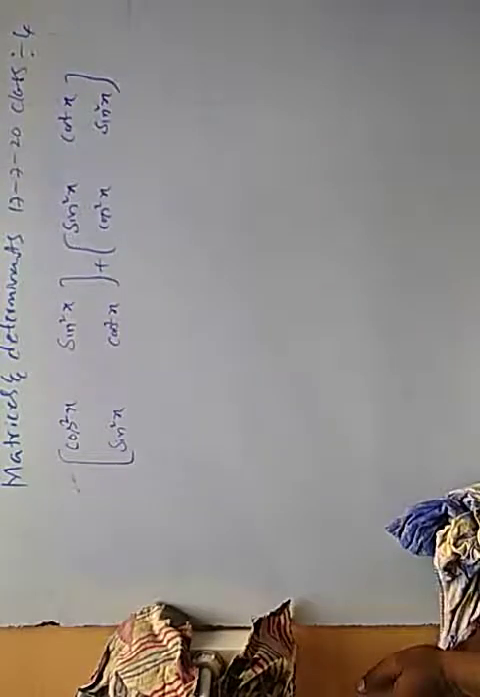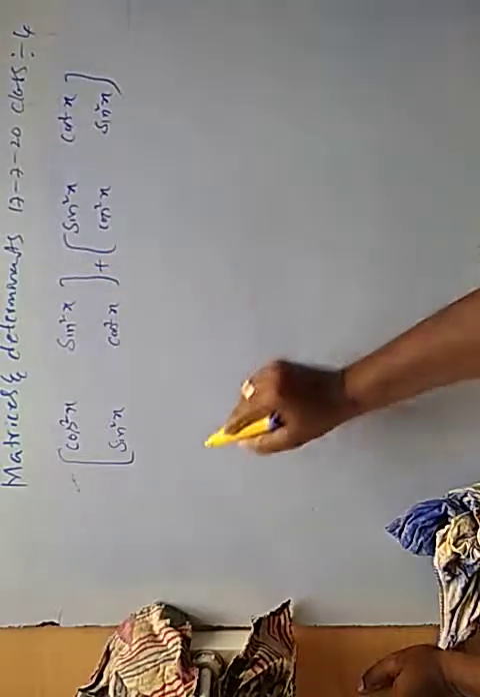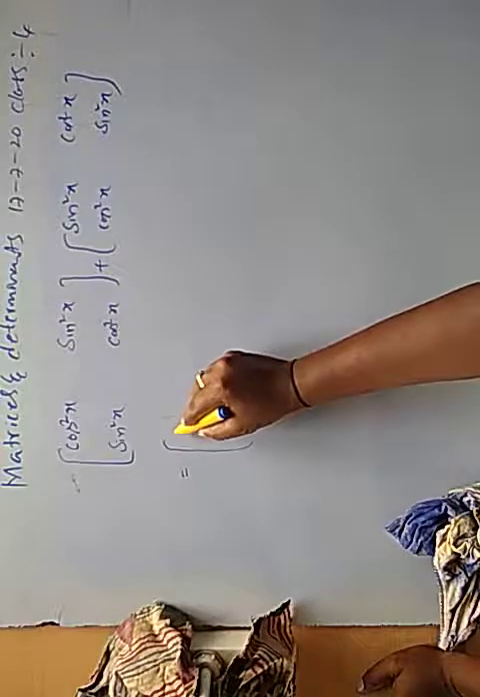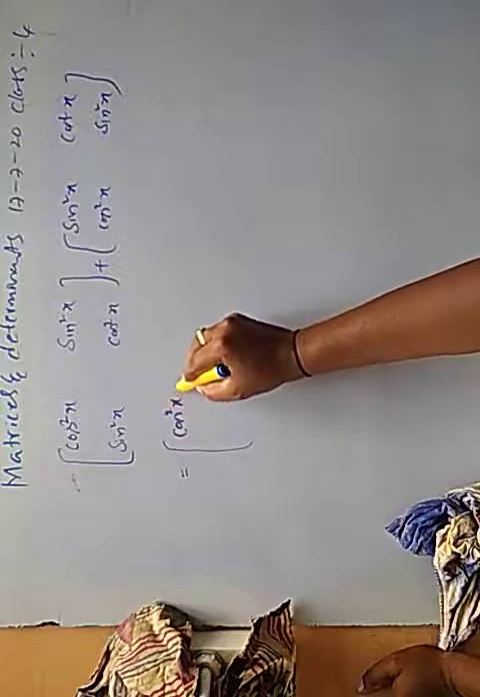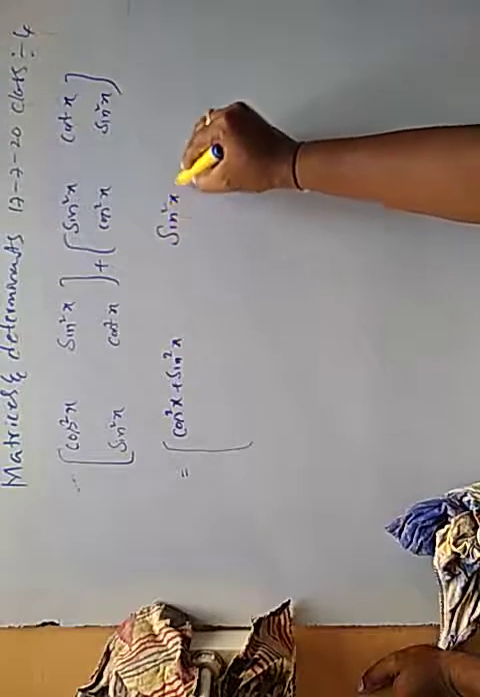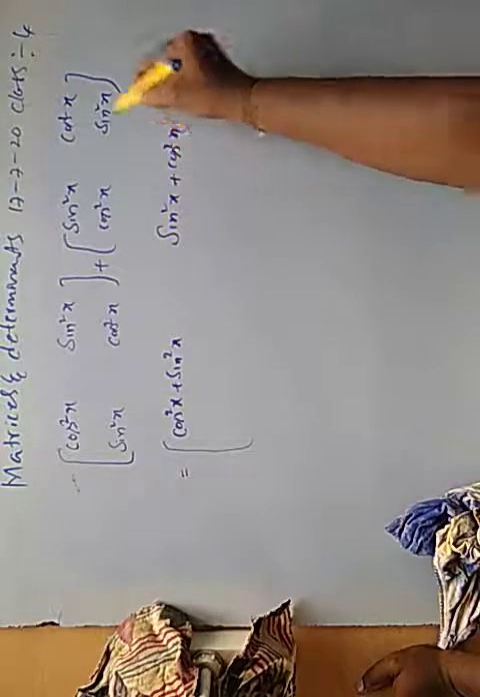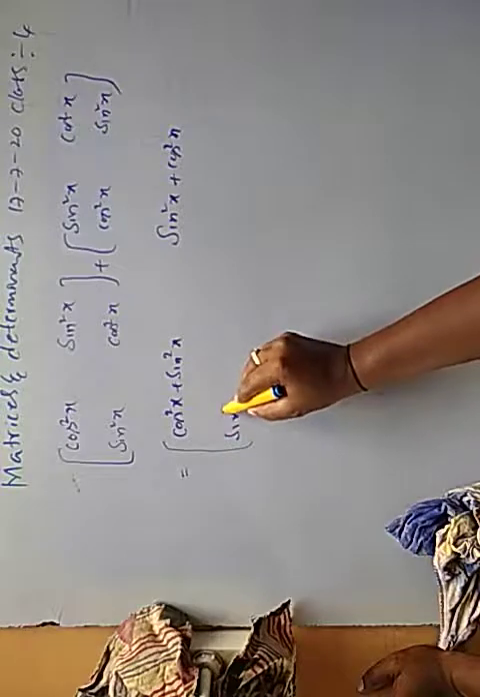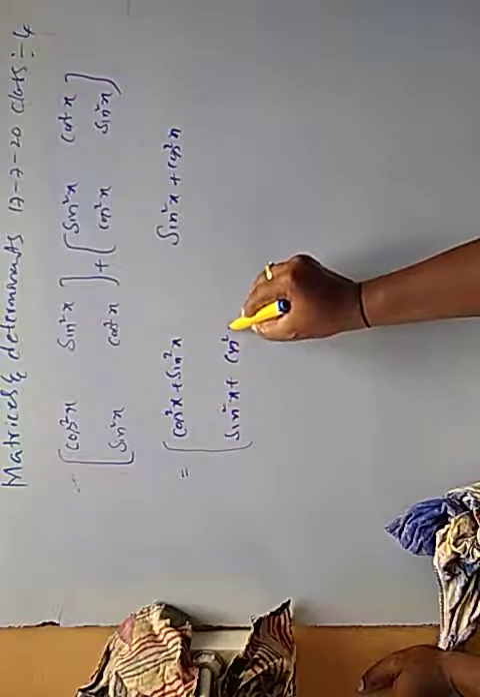Again, they are given two matrices. The plus symbol is there, so we have to add. Answer: cos square x plus sin square x, sin square x plus cos square x, this is cos square, again sin square x plus cos square x.